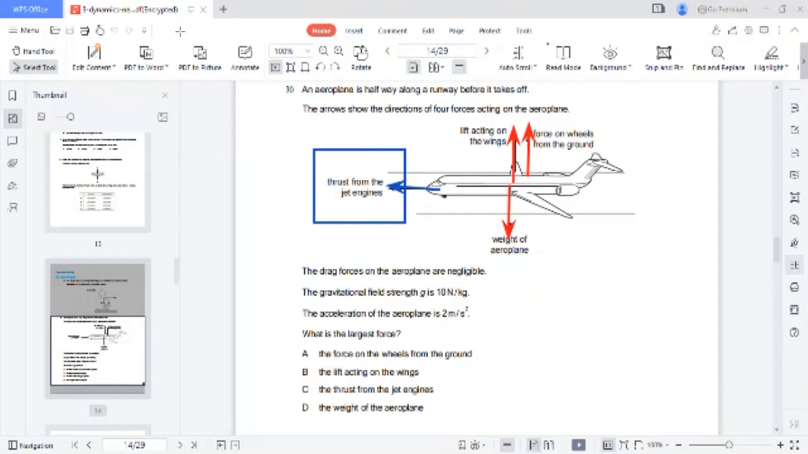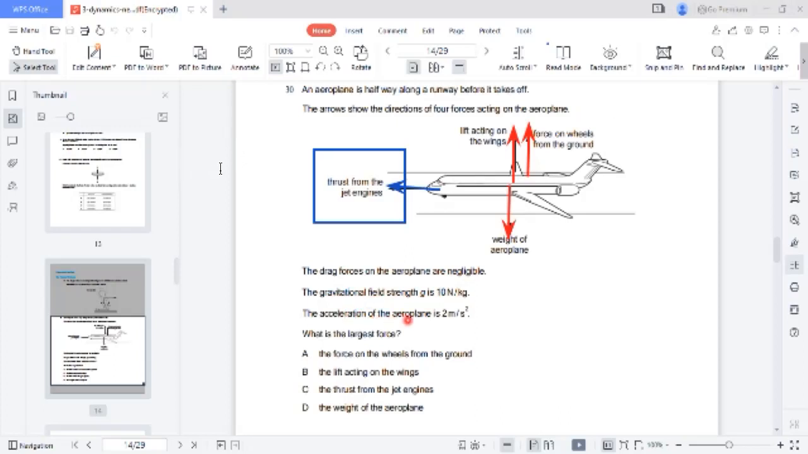Next statement is the drag forces on the aeroplane are negligible. Drag force means friction force of air and things like that. Those are negligible. Gravitational field strength or gravitational acceleration, which is g, is 10. It is well understood.